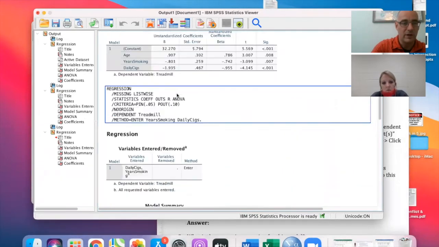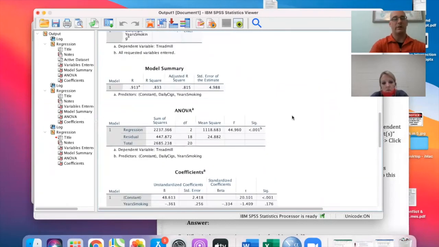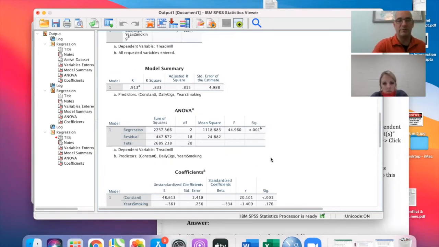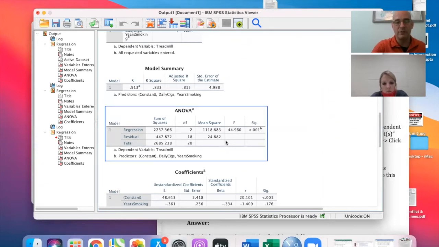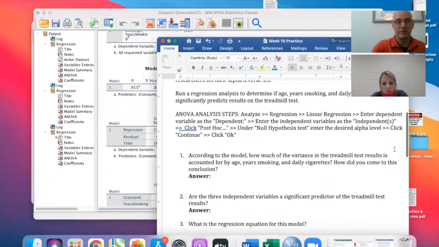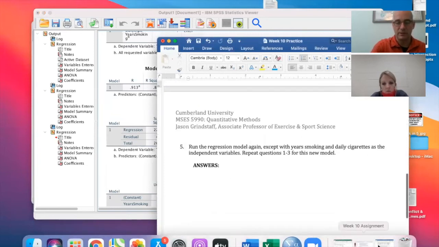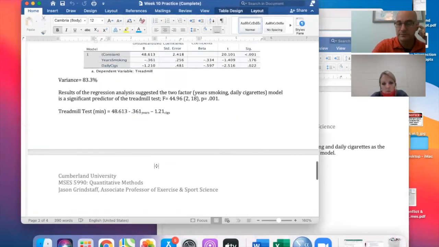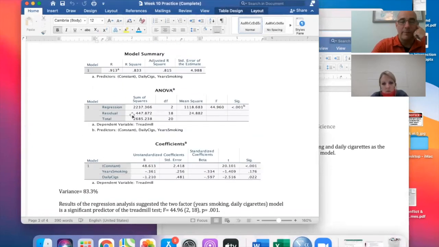All right. So we go back here to our 3-factor model. So here's our 2-factor model, our 0.913. We see here we have two predictors: daily cigarette use and years smoking. So now we should be able to repeat questions 1 through 3 with those 2 independent variables. So let's pull up our completed work. I just copied and pasted our output, and that's what we saw in SPSS.